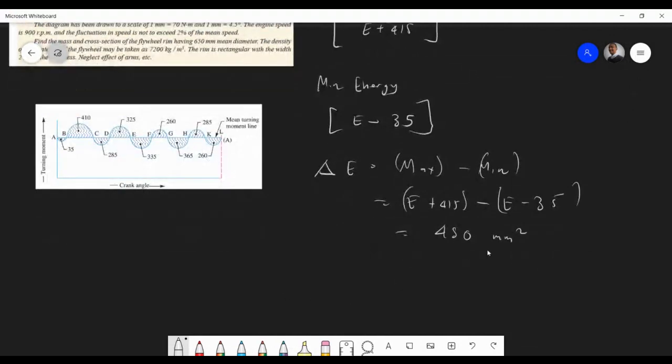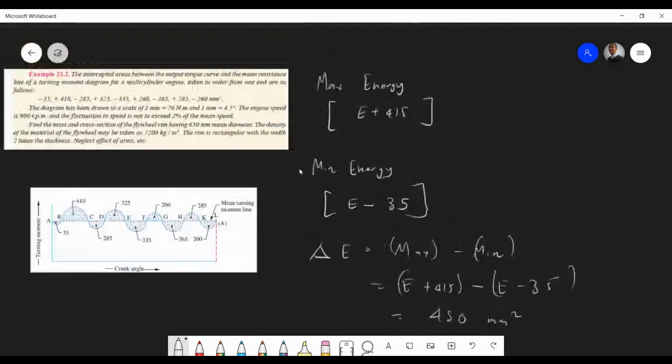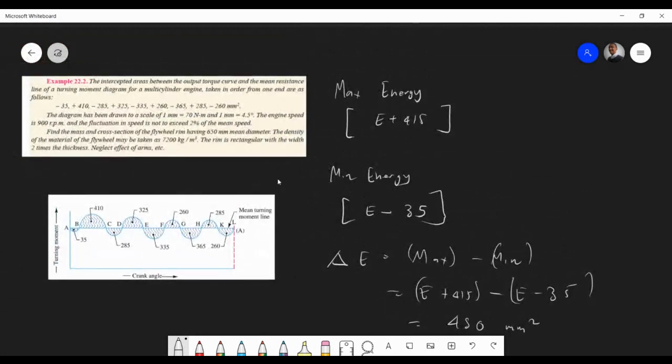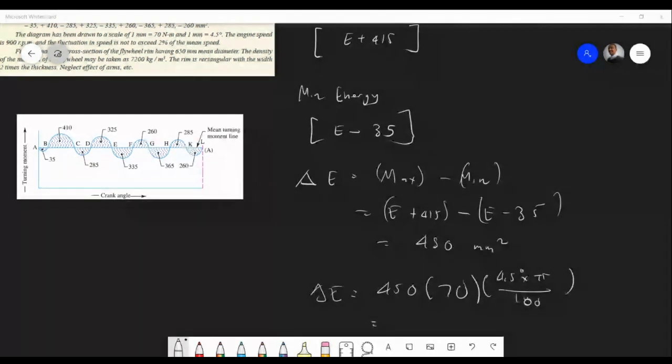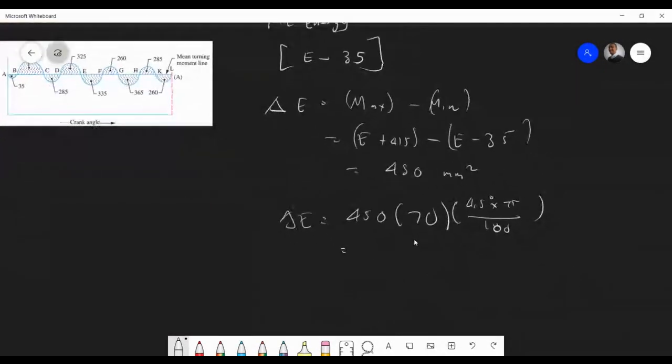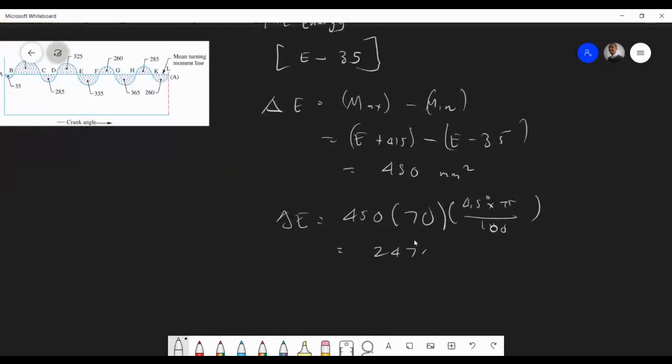And obviously we have to convert this into joules, so we take 450. Nice and easy, guys. Times 70 and 4.5 degrees. The reason why we do this is so we can get it into joules, with 2 pi over 180. It's still the same thing, but now we can get into joules. And I think Mr. Dole got 2474, right? 2474 joules. Makes sense to me.